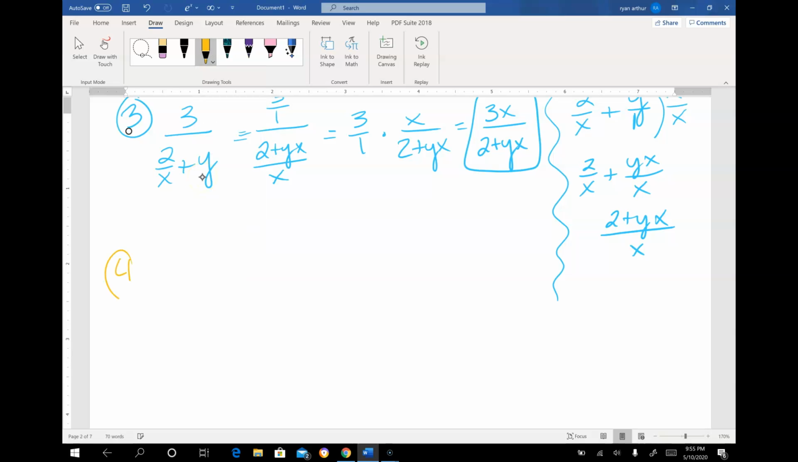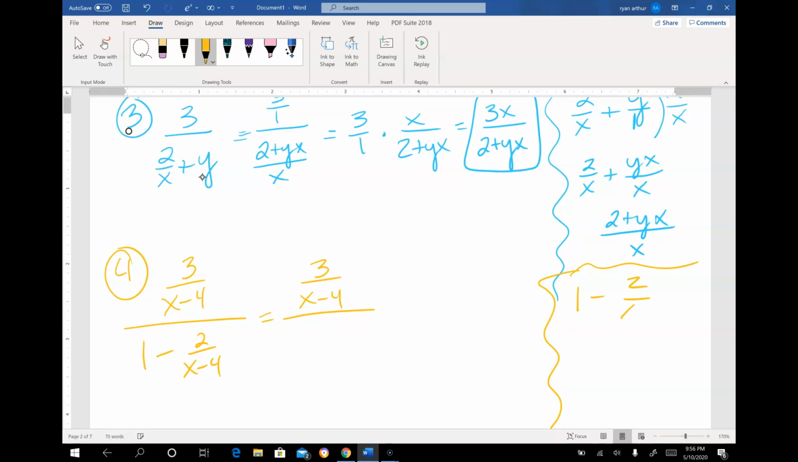Alright, number 4. It is going to be 3 over x minus 4, all over 1 minus 2 over x minus 4. So the numerator is expressed right. But the denominator, you need to come over here again, and we need to do some subtraction of rational expressions. So when you're subtracting, you do the keep, change, change. So it'll be 1 plus negative 2 over x minus 4.